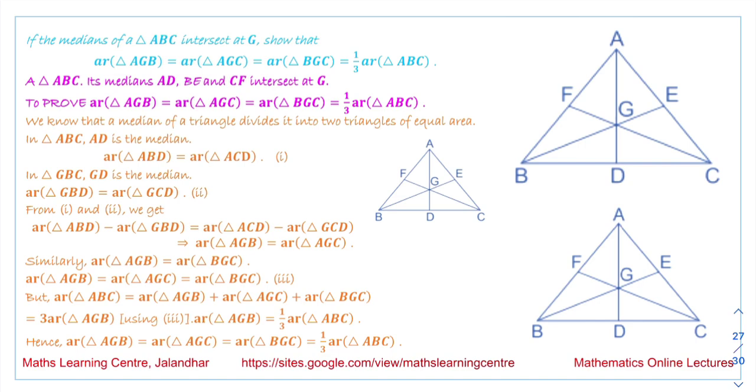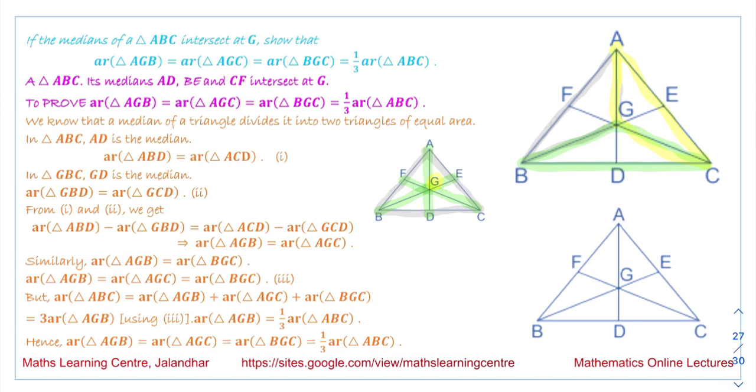Now in the next question we are given the triangle ABC, and we are given the three medians over here. One is AD, second is BE, and third is CF, and these medians are intersecting at the point G. We have to prove that the area of these three triangles AGB, AGC, and GBC are equal in area.